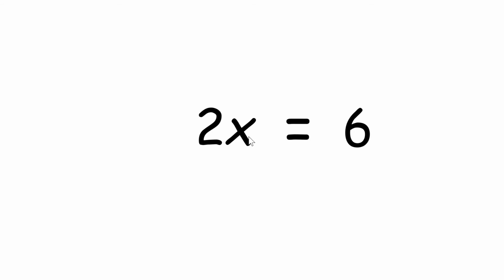Well, we still need to isolate x from its coefficient. And the opposite operation of multiplying by 2 is to divide by 2. So that's what we'll do. And of course, what we do on the left, we must also do on the right. Now when we calculate those divisions, we have our answer for x.